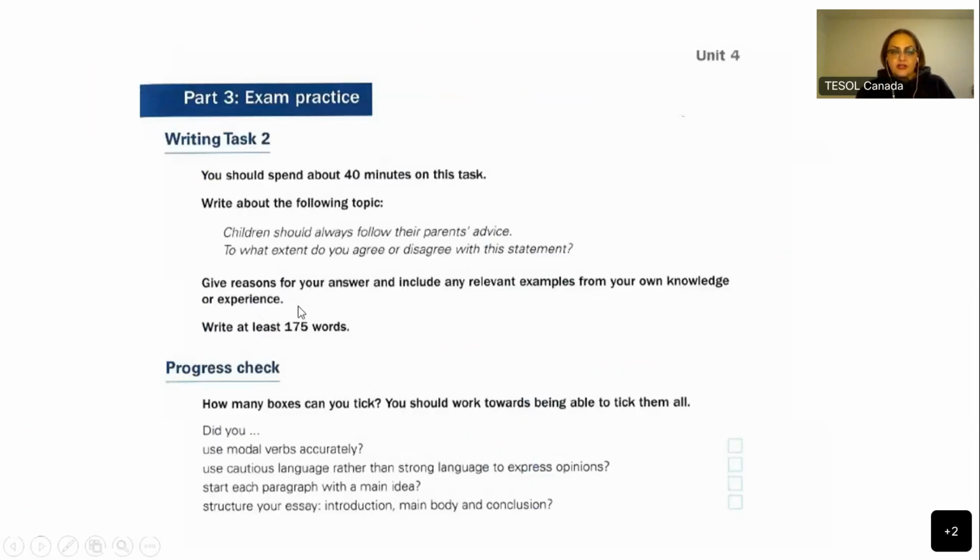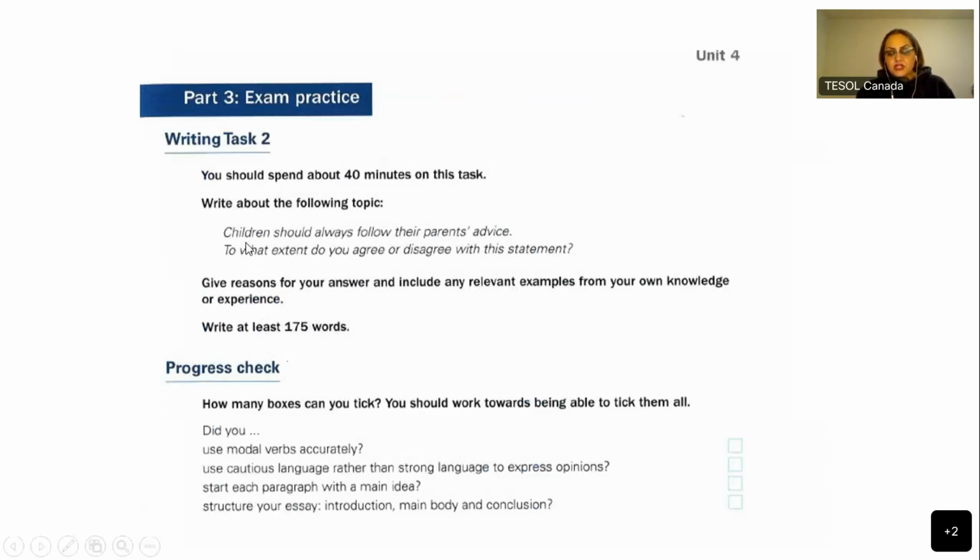Here is an example of writing task 2. You should spend about 40 minutes on this task. Children should always follow their parents' advice. To what extent do you agree or disagree with this statement? Give reasons for your answer and include any relevant examples from your own knowledge or experience. Write at least 175. Here it says 175, but actually you have to write 250. It's not a good example. Okay? Here it is practice for the student. That's why it says that. But in the real IELTS exam, you have to write 250 words.